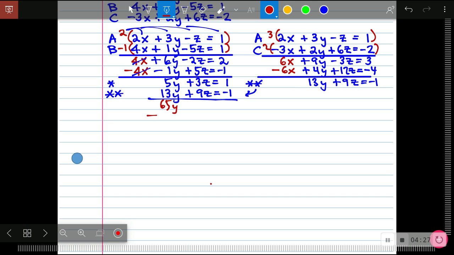65y and negative 65y. The top line has to be multiplied by 13. And that would give me 39z here. And 13 times 1 on the other side is 13. Don't forget you have to balance the equation. You're actually multiplying both sides, although I didn't write it that way. And on this one, to get my negative 65, I have to multiply everything by negative 5.